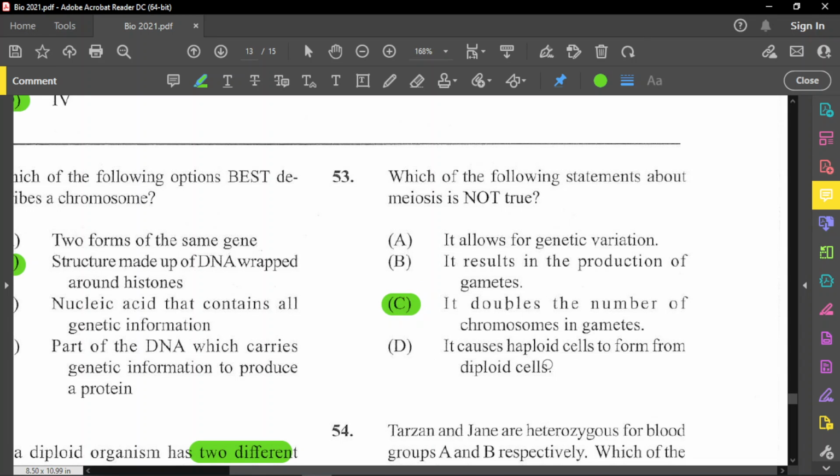Let's check out D though. It causes haploid cells to form from diploid cells. All right, it causes haploid cells to form from diploid cells. The D here for 53, it doubles. Okay, so not true, but this is true. Okay, I caught myself just now, because this says it causes haploid cells to form from diploid cells, which is a true statement. Okay, all right. So yeah, it said not. So look out for these keywords.